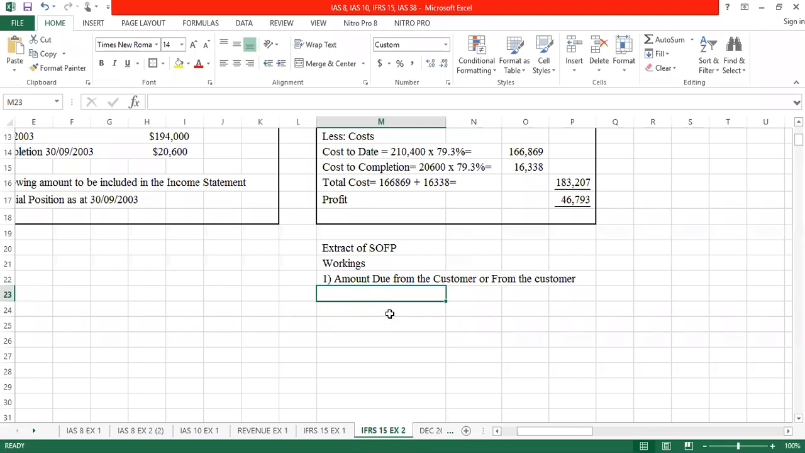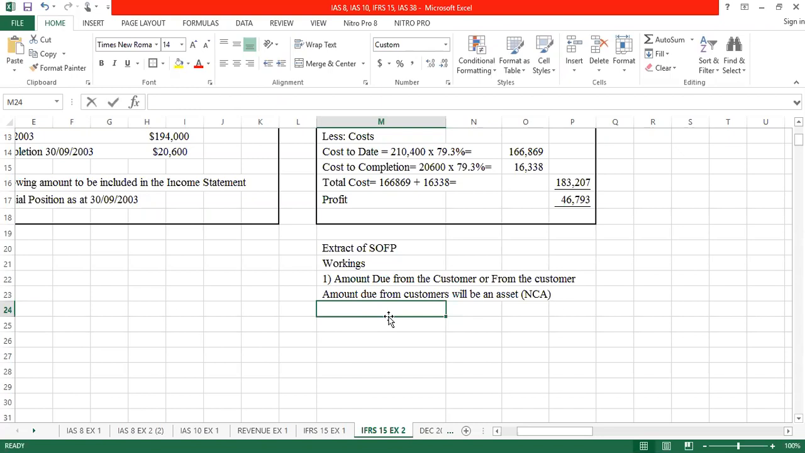So the amount due from customers is the first calculation. Take note of this. Amount due from customers will be an asset. So it will be a non-current asset or even a current asset. Amount due from customers will be non-current assets.